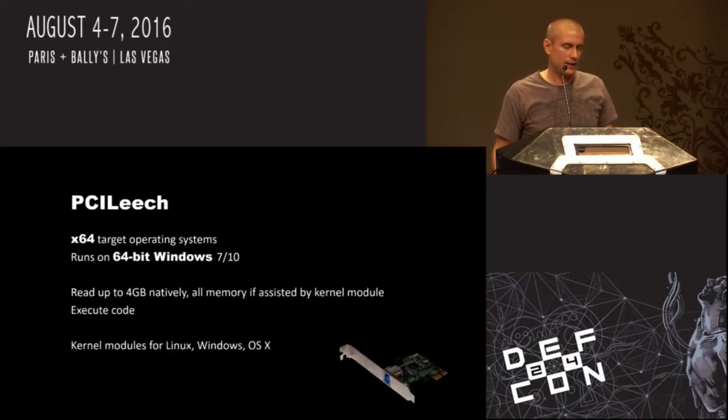PCILeech targets 64-bit operating systems. It runs on 64-bit Windows 7 and 10 at the moment. It's able to read up to 4 gigs natively. And if you're able to insert a kernel module, it should be able to read all memory of the target system that the kernel can read. And if a kernel module is inserted, obviously you can execute code on the target system as well. I have kernel modules for Linux, Windows, and OS X at the moment.